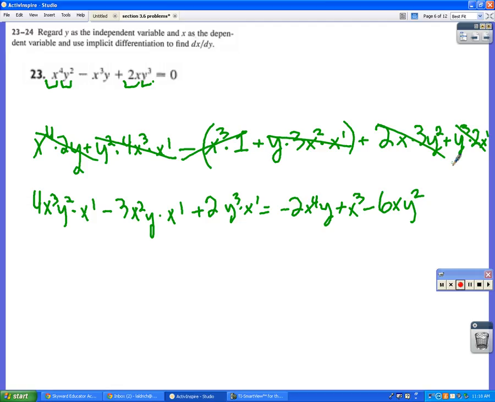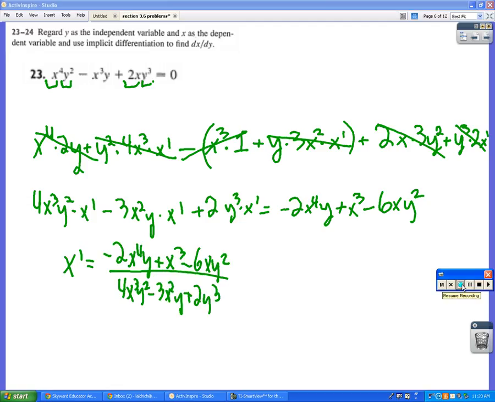Okay? So like most people that do math, I am lazy. Instead of actually factoring out the x prime and then dividing by all the stuff that's left over, I'm just dividing all the stuff.